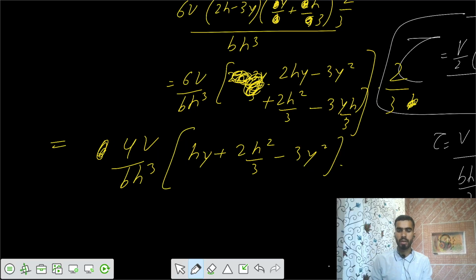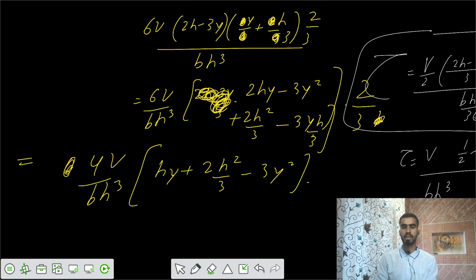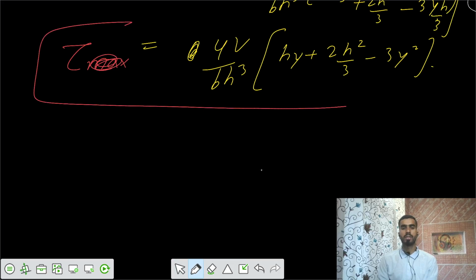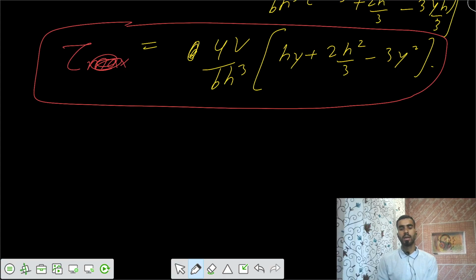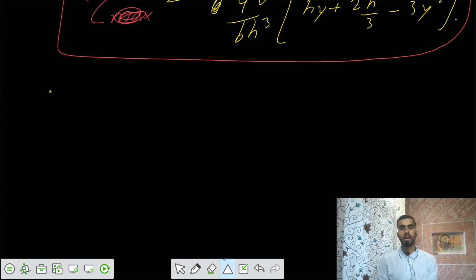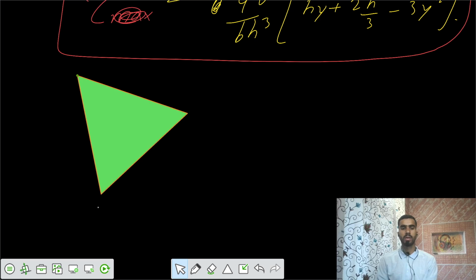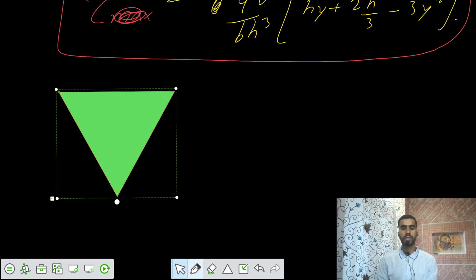Let's see whether we have the correct equation. Let's check it from the values. Let's say we got this value of shear stress. Let's apply that in the cross section. We had this cross section. I want to check whether the calculations are correct or not.